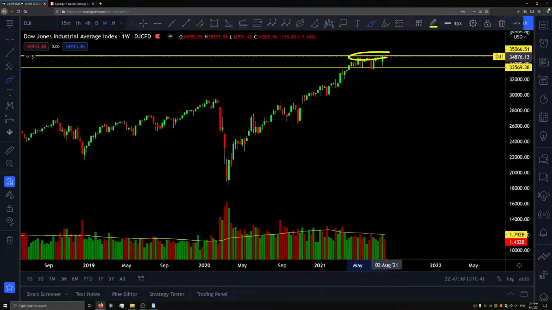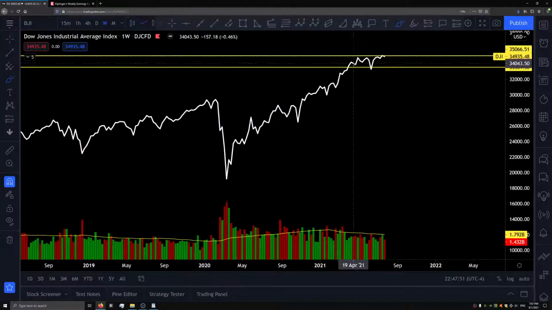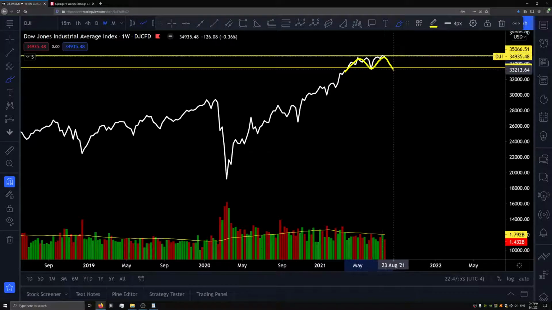Okay, I can't make the definite call right now, but we're going to see what happens at the end of this next week or two because of earnings season ending, and it's the start of a new month in August. So you switch to a line chart, you can kind of see there's a potential for double top.